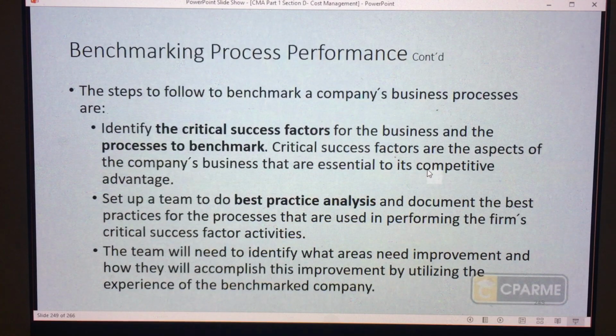And so, how do we do benchmarking? Number 1, we follow or we identify the critical success factors for the business and the processes to benchmark. Ano ba yung gusto nating i-benchmark? Diba? Ano ba yung mga competencies natin? So, the critical success factors are the aspects of the company's business that are essential to your competitive advantage.